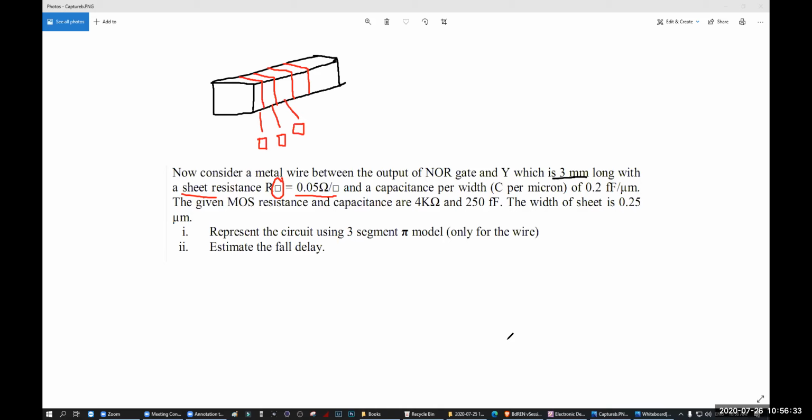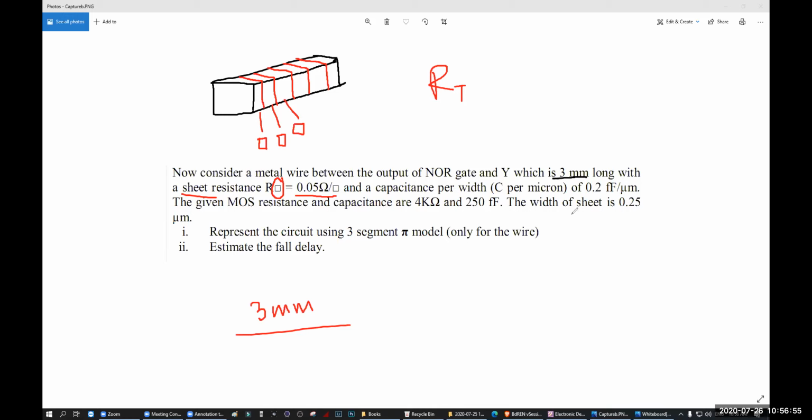Yes, sir. So here what they said, they actually divide the total resistance into segments. But you have to find the total resistance. How to find the total resistance? Before that, you have to find out how many sheets you have. So what is the total length? 3 millimeter. 3 millimeter, not centimeter, millimeter.